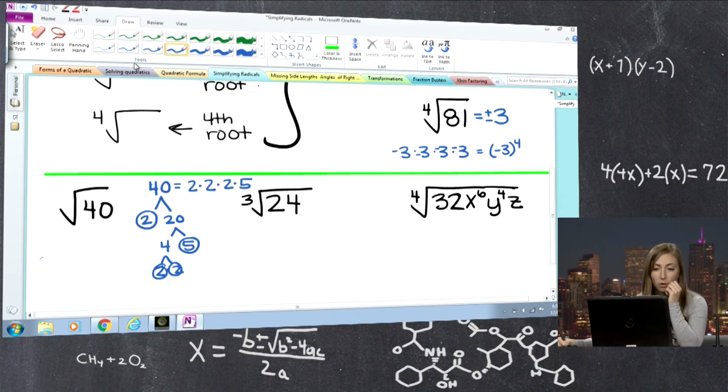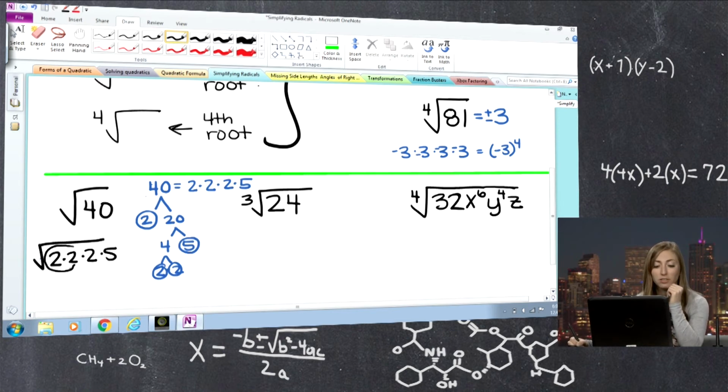The reason why we do this is the square root of 40 is the same as the square root of 2 times 2 times 2 times 5. Now, since we're doing square root, and a square root is the opposite of squares, what we're looking for is pairs of 2.